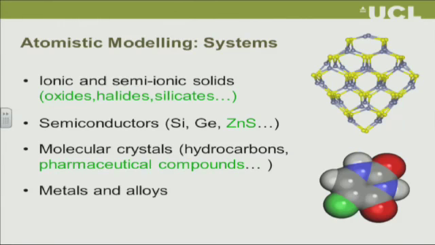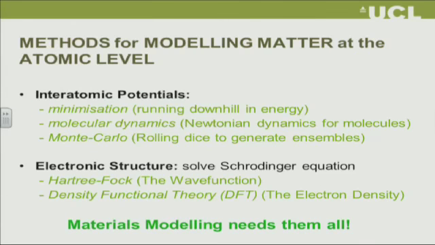And we want to apply these methods to lots of different systems, to things like oxides and silicates. Silicates are the materials that the Earth's core, the Earth's mantle and crust are made out of. We want to apply them to semiconductors. We want to apply them to molecular crystals. For example, crystals of pharmaceutical compounds. If I get time, I'll give an example there later on. And of course, a wide range of metals and alloys that we apply these methods to.